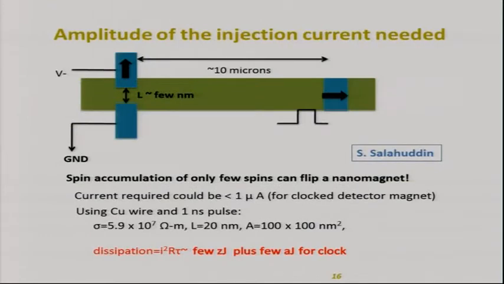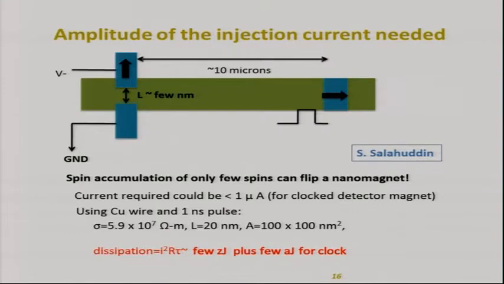Now, if we could use magnetoelectric actuation, put a few attojoules of energy into that detector magnet to put it on the hard axis, it would be even more sensitive. And calculations by Salahuddin show that an excess net accumulation under the detector magnet of only literally a few Bohr magnetons can flip that magnet.